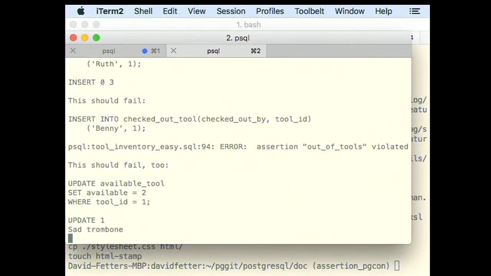Does the error message need to get corrected? Which error message? Sad trombone. Oh, well, that's me. I put that in there because I knew that we weren't supposed to succeed. It should have produced an error message. It didn't produce an error message. It did succeed. You see that down there? It says update one.